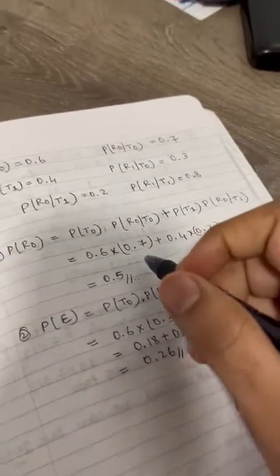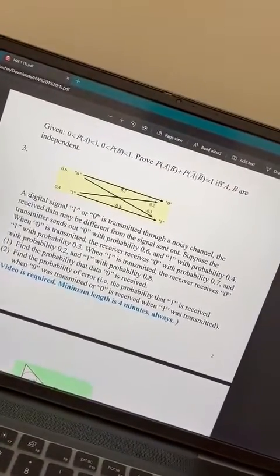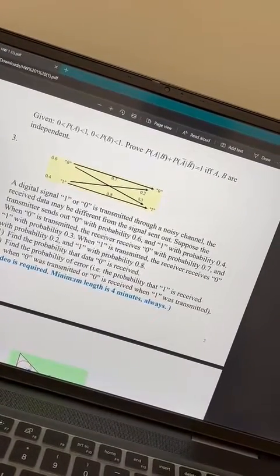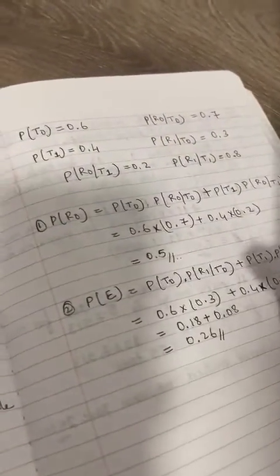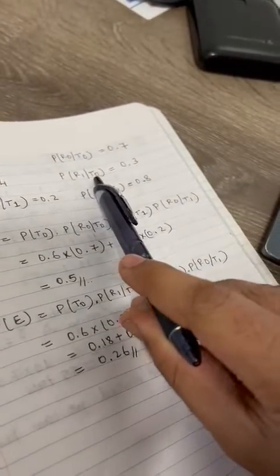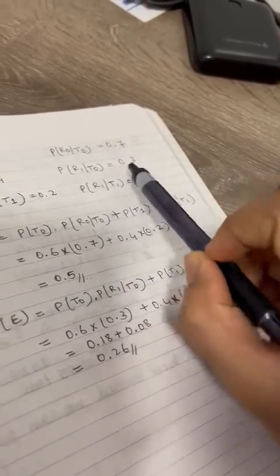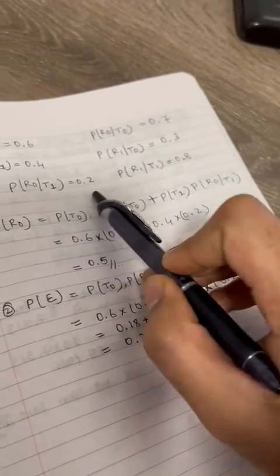Yeah, fine. Then I will go with the second part of the third question, that is, find the probability of error. That is the probability that 1 is received when 0 was transmitted and 0 is received when 1 was transmitted. They're asking us to find the probability of error. There are two other conditions, right? When we transmitted 0 but 1 was received, that is 0.3, and when 0 was received when 1 was transmitted, that is 0.2.